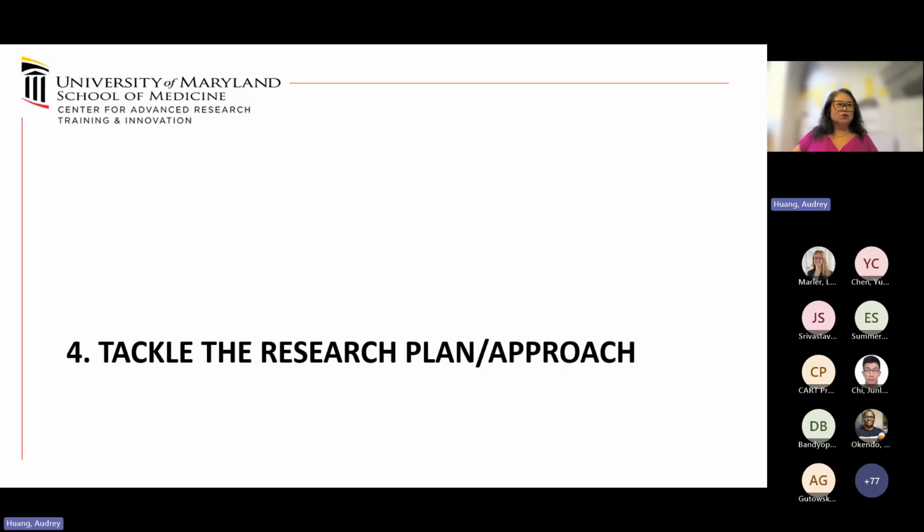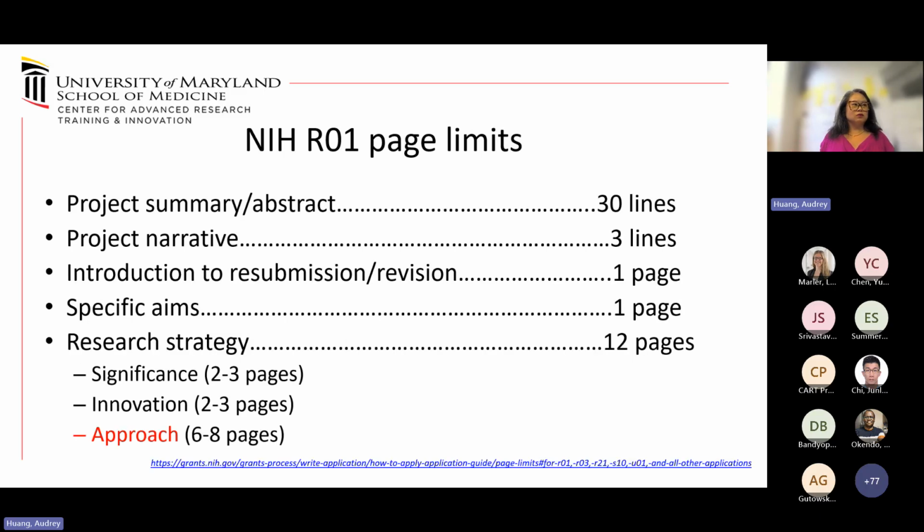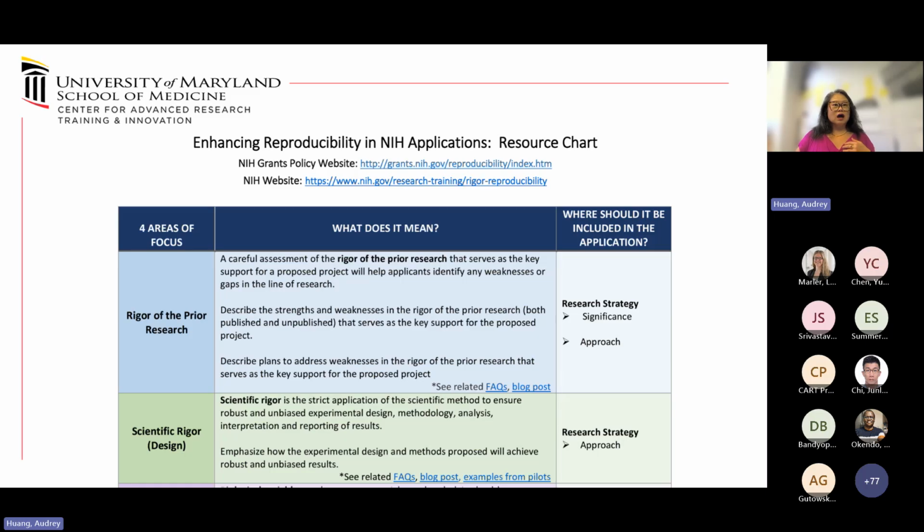Okay, so talk about the approach. We just talked about significance and innovation, and we recommend to our trainees, our new faculty, anywhere from 4 to 6 pages for that significance innovation chunk. And then the rest of the 12 pages, really 6 to 8 pages, is your actual approach. The approach is really what you're going to do. I'd say the biggest mistake I see is somebody just sitting down and writing, I'm going to do this experiment, that experiment, then I'm going to do this other experiment, and I'm going to do another experiment.